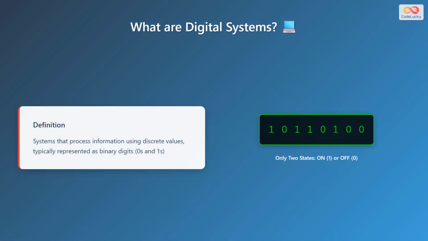Let's explore digital systems. Digital systems are systems that process information using discrete values. These values are typically represented as binary digits, zeros and ones. The foundation of digital systems lies in representing data using only two states, which are on, represented by a 1, or off, represented by a 0. This binary nature allows for precise and reliable processing of information in various applications, as shown here, where a series of ones and zeros represent a digital signal.